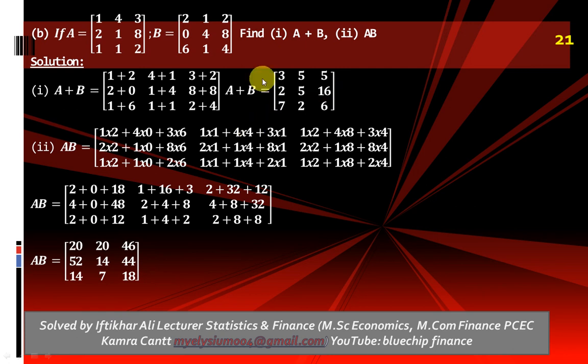And after that, multiplication is also very simple. First row multiplied by first column, first row multiplied by second column, first row multiplied by third column, and similarly we just change the row and the rest of the process is the same. Second row multiplied by first column, second row multiplied by second column, second row multiplied by third column, which is given here, and similarly the multiplication with the third row. And finally the multiplication of these two will produce this: 20 20 46, 52 14 44, 14 7 and 18.